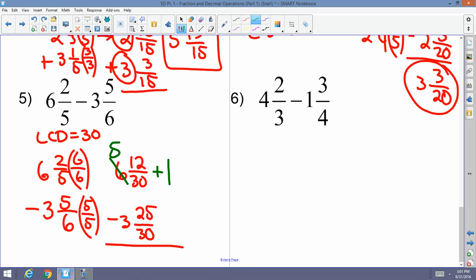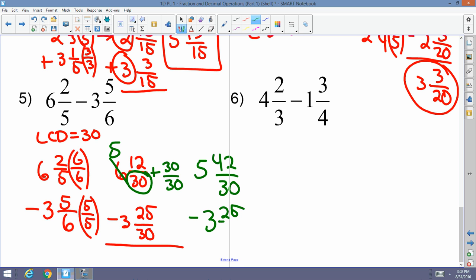Now, when I'm adding 1, let's go back to I think it was the first day's lesson. Remember that any number divided by itself is 1. Okay? And in order to add fractions, I need common denominators. So I am adding this 1 here, but in the form of 30/30. Why 30/30? Because the common denominator has to be 30. So this now becomes 5 and 42/30 minus 3 and 25/30.